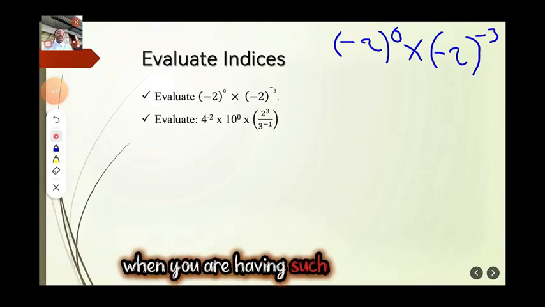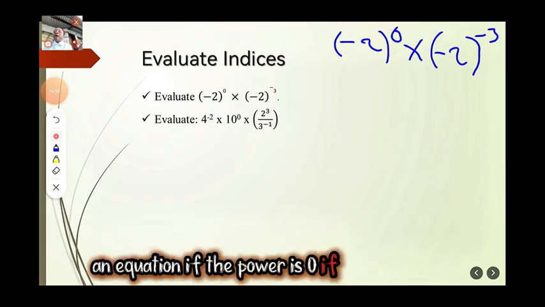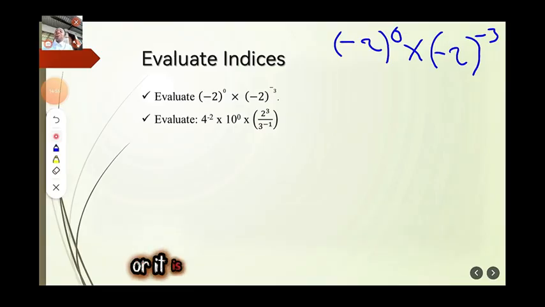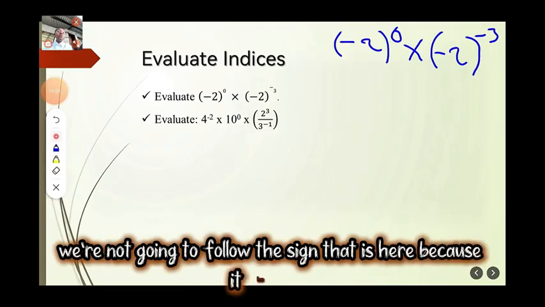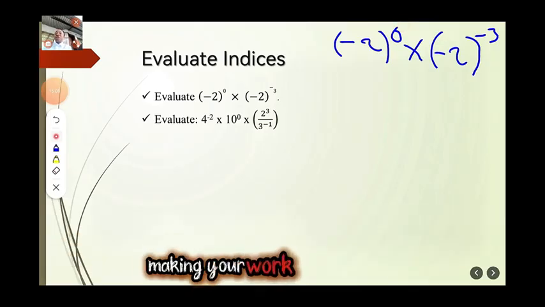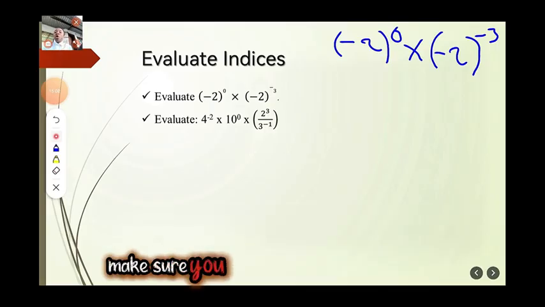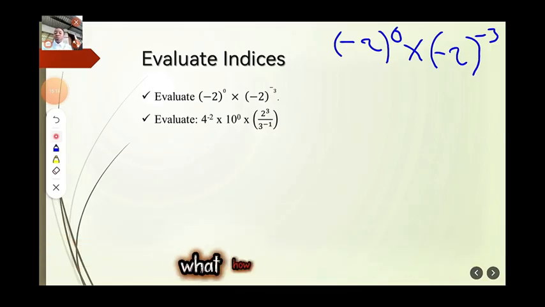When you are having such expressions, remember the rules in indices do not allow us to solve such an equation if the power is 0. If the power is 0, the expression is equivalent to 1, or it is going to be replaced by positive 1. We're not going to follow the sign that is here because it has been destroyed by this power 0, making your work easy. These are the common mistakes we make. Make sure you know all the rules in indices because they are the ones that are going to guide you in knowing how to solve them.